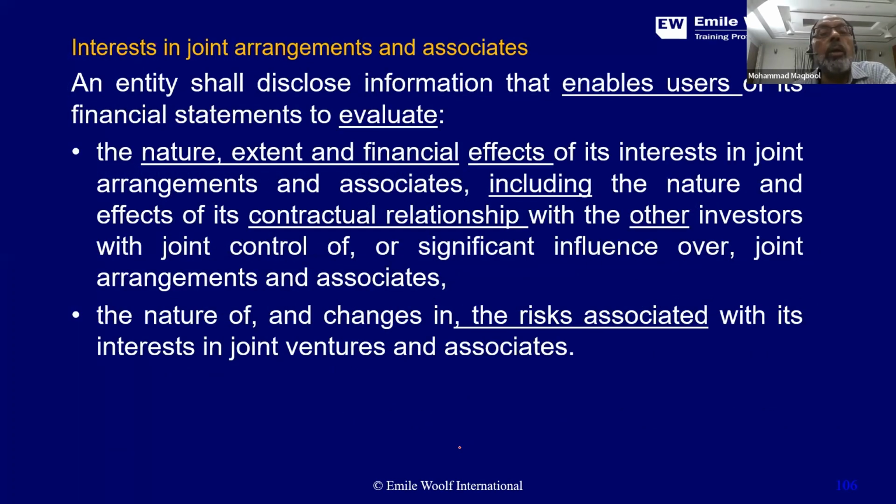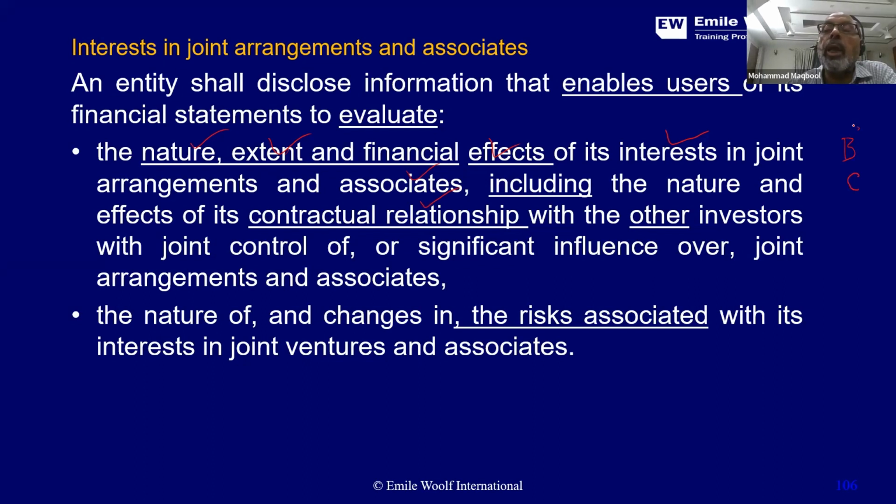Okay. So the entity discloses information that enables the user of the financial statements to evaluate the nature, extent, and financial effect of the interest in the joint arrangement and the associate. This is for investment in a joint venture and associate, including the nature and effect of the contractual relationship. Maybe there's a contractual relationship between B and C.